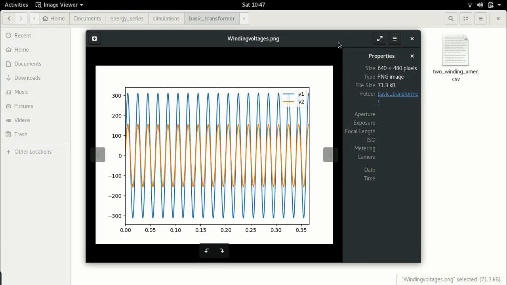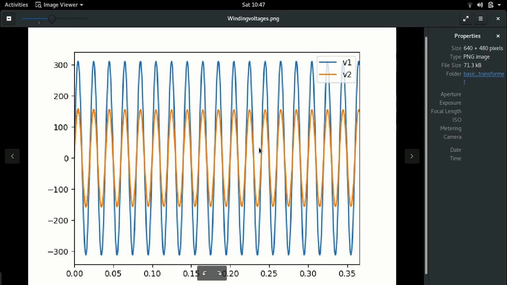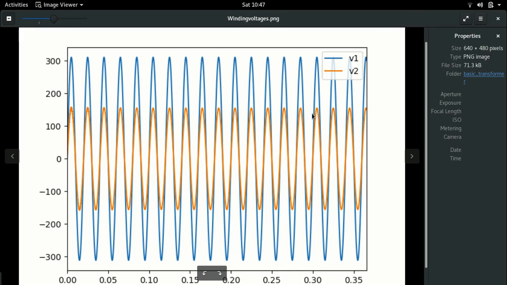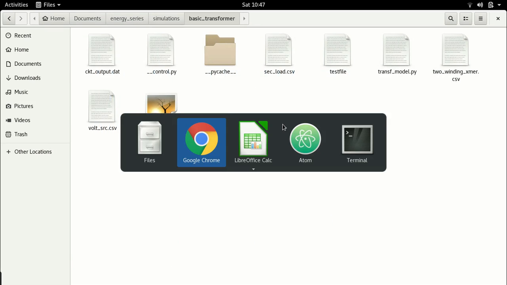So this is it. As you can see, the simulation is stable, and you'll see that the blue line is still double the value of the orange line, which means that we do have a stable 2:1 step down transformer. So let us now continue and check out the currents.